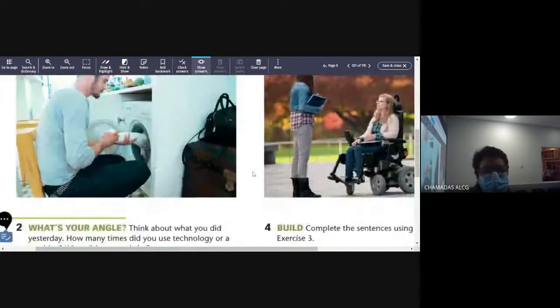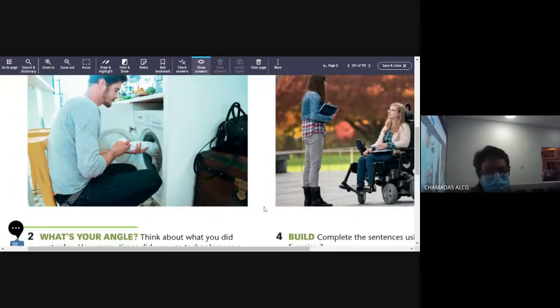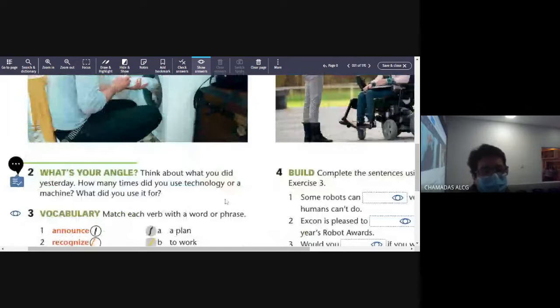So what other machines come to your mind? Phones, computers. Very good. You also have what we call prostheses, right? We have those bionic arms and legs. Nowadays, they're even more advanced, more technological, to help people who have lost a limb, either an arm or a leg.